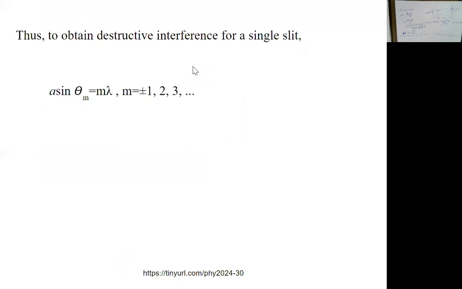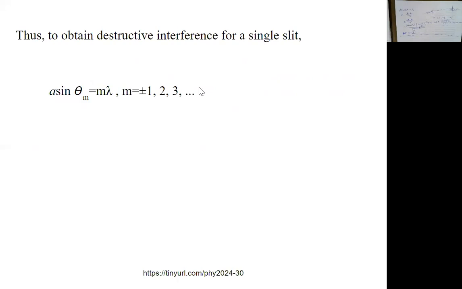So in that case, to look for a dark fringe on the screen for single slit interference, the condition would be A sine theta equal to m times lambda, where m is equal to 1, 2, 3, etc. So m could be equal to -1, and that just refers to you being at the other half of the screen from the center brightness.